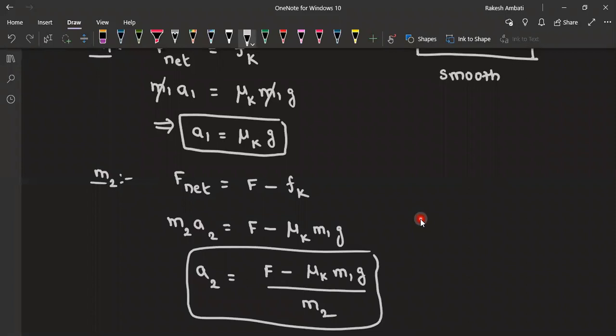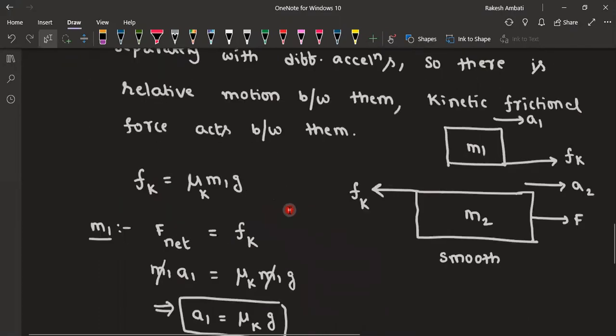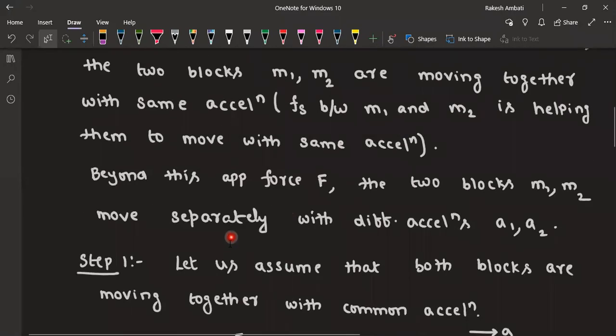So, sir, the procedure is just to write down the F net equation and then simplify. Correct. Simply write down the F net equation and we can simplify it. Okay, sir. So this all is under step 1, right? It is step 1 only.